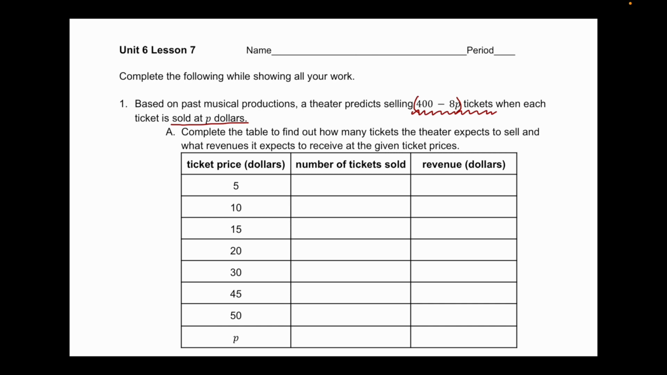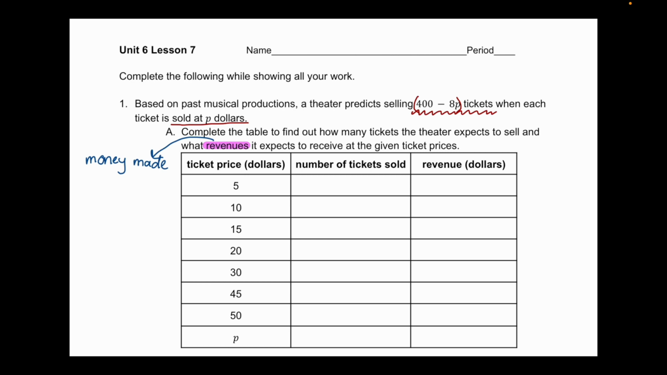So we want to complete the table to find out how many tickets they expect to sell, and then what revenue they expect to receive at the given ticket prices. I'm going to highlight this word here, revenue. Revenue is kind of a vocab word. This means the money they would be making. How much money will they make if they sell the tickets for these prices?